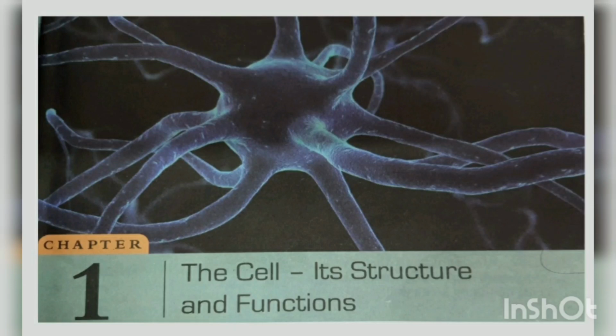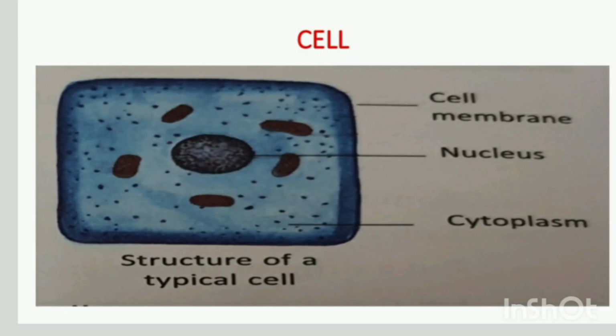Welcome to this part 2 of chapter Cell, class 8. In the part 1 video, we have already discussed the cell, its introduction, that it is the structural and functional unit of all living organisms, and that cells can vary with respect to their shape, size and number. So now in this video, we will see how the cell appears, that means the structure of a typical cell.